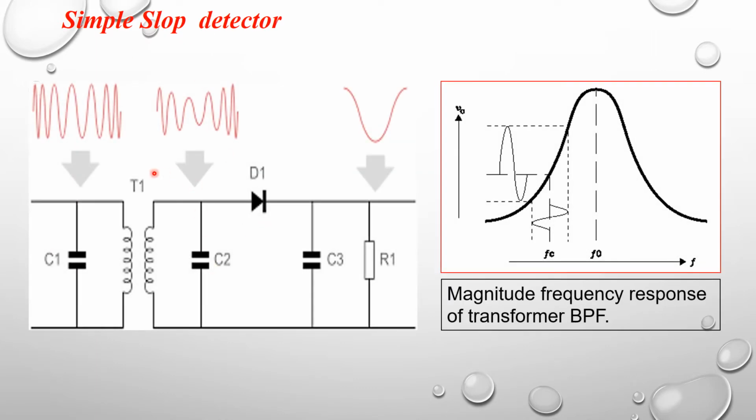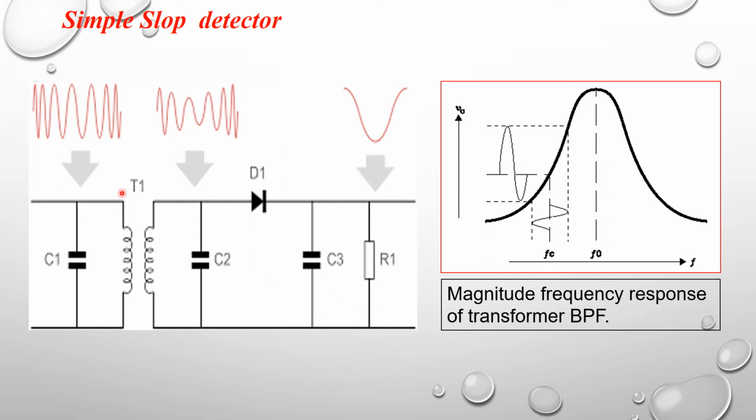Let's consider one simple slope detector circuit. The simple slope detector circuit we design using a tuning amplifier circuit and an envelope detector circuit. The tuning amplifier circuit consists of a transformer and capacitors C1 and C2, and this is the envelope detector. The envelope detector circuit consists of a diode, capacitor and resistor. The output of the tuning amplifier circuit is connected to the envelope detector, and across the resistor we receive the output.